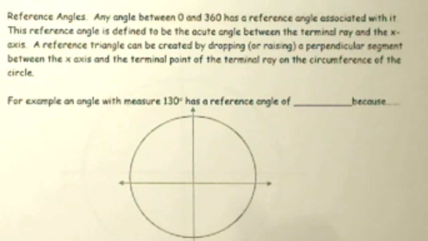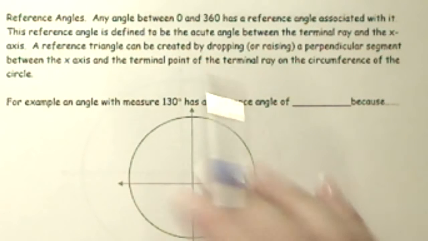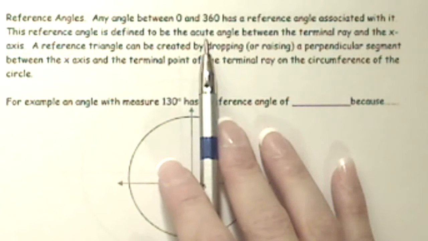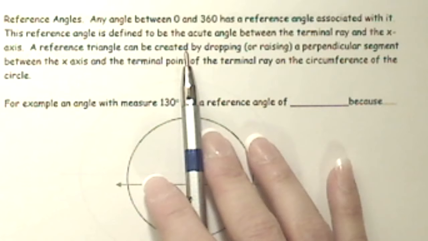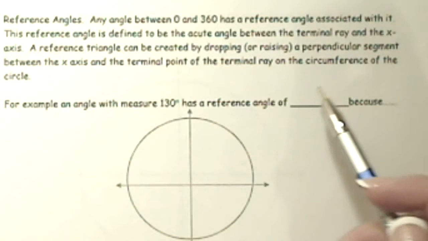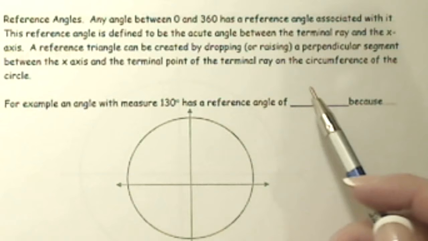It's an angle between 0 and 360, and any angle between 0 and 360 has a reference angle. The reference angle is going to be the acute angle created by the terminal ray and the x-axis. A reference angle can be created by dropping or raising a perpendicular segment between the x-axis and the terminal point of the terminal ray on the circumference of the circle.